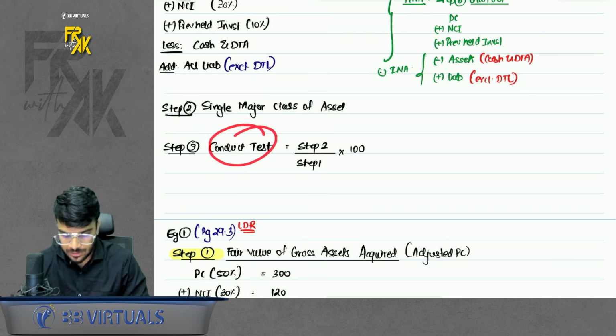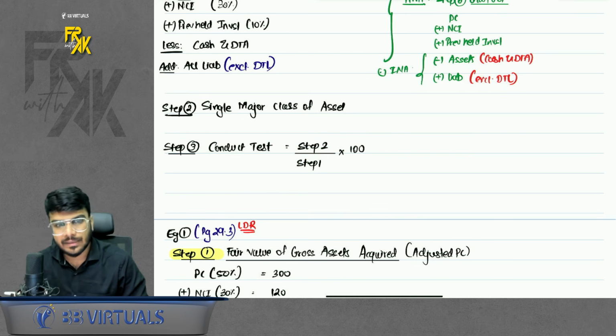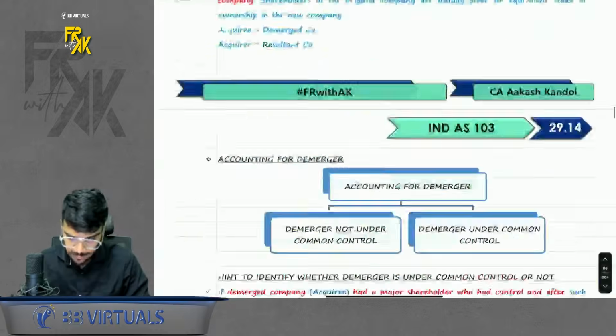Step 3, conduct the test. Amount in step 2 divided by the amount in step 1 into 100. If this percentage comes more than 90, or above 90, then this test is met. It is an asset acquisition. So to conclude this, we have one example also. Let me show that example for you.